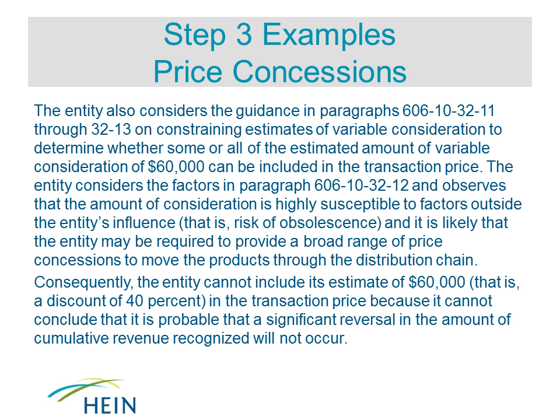And based on the factors lined out there, the consideration is highly susceptible to factors outside the entity's influence, so obsolescence, for instance, and it is likely that the entity may be required to provide a broad range of price concessions to move the products through the distribution chain. Consequently, the entity cannot include the estimate of $60,000 in the transaction price because it cannot conclude that it is probable that a significant reversal in the amount of cumulative revenue recognized will not occur.